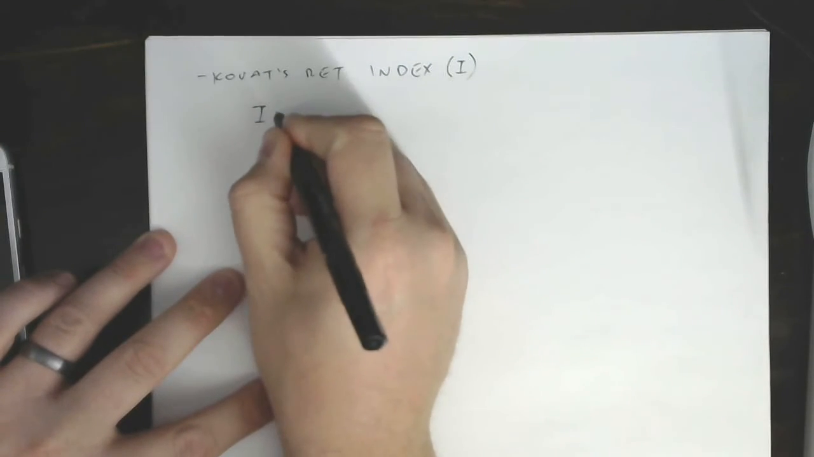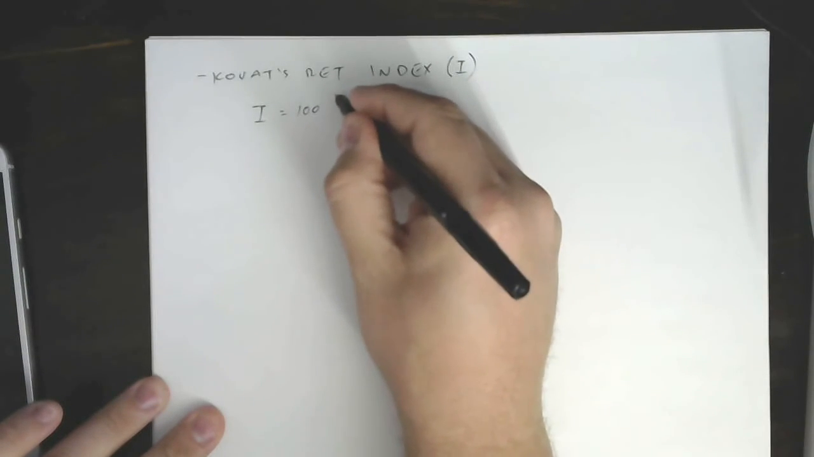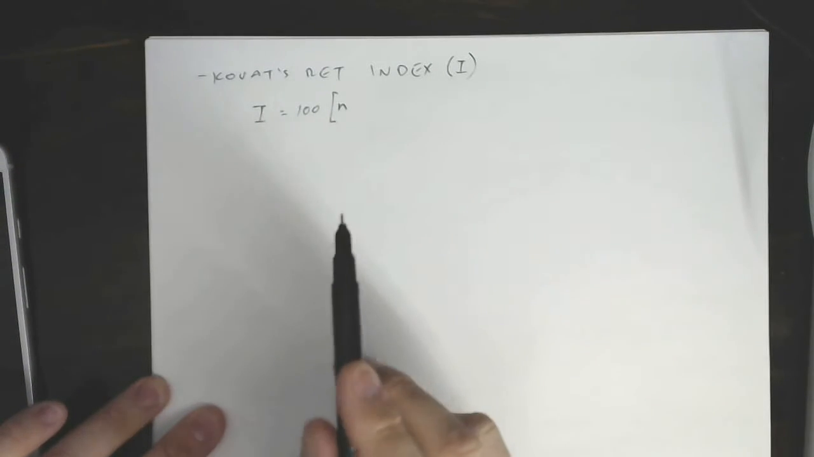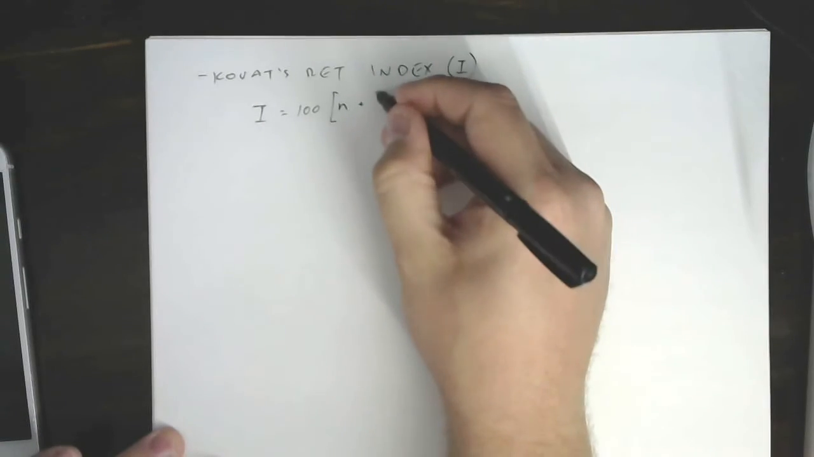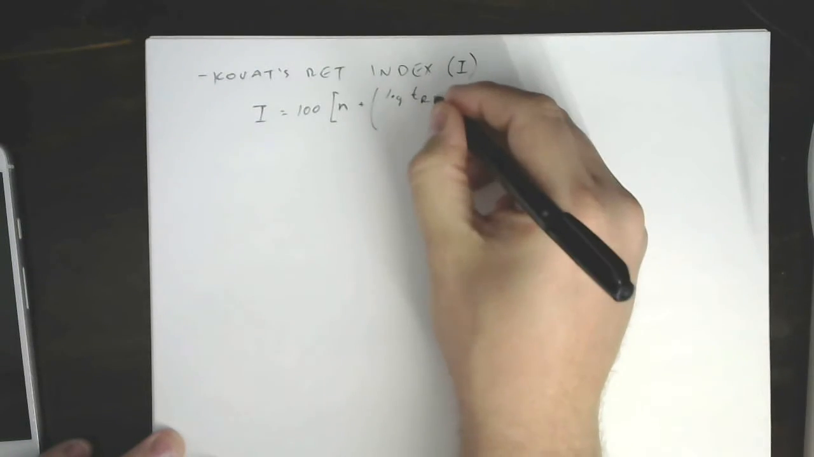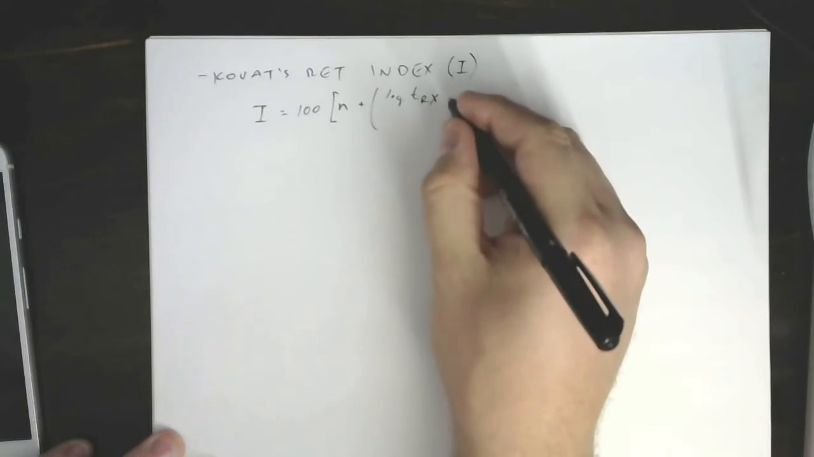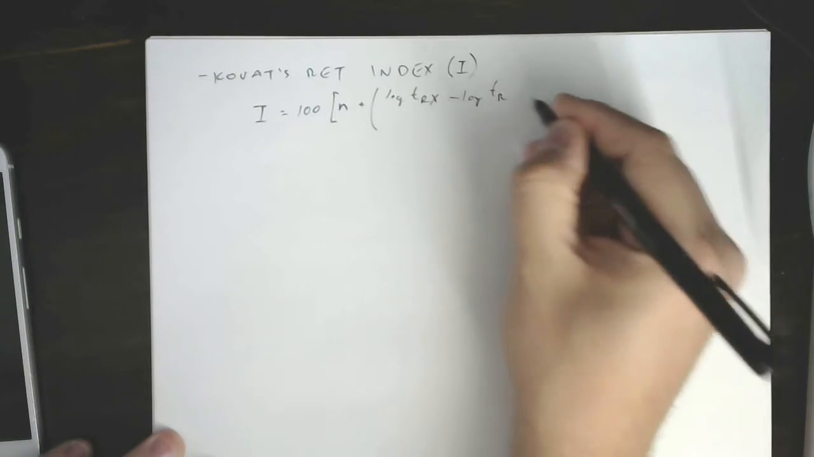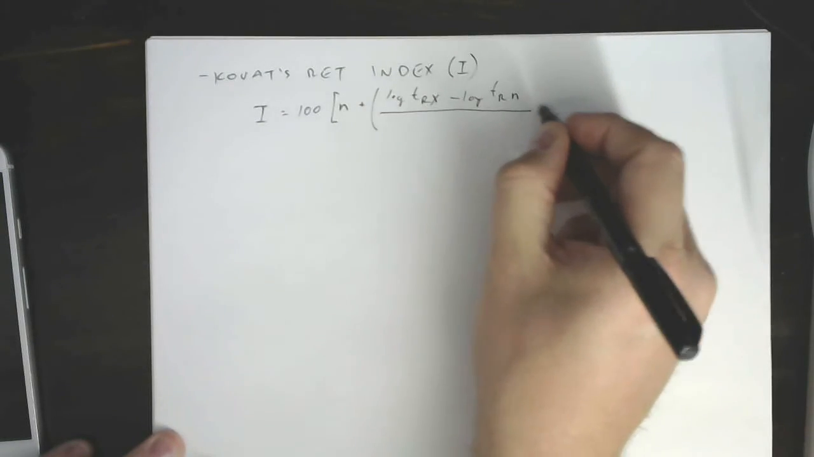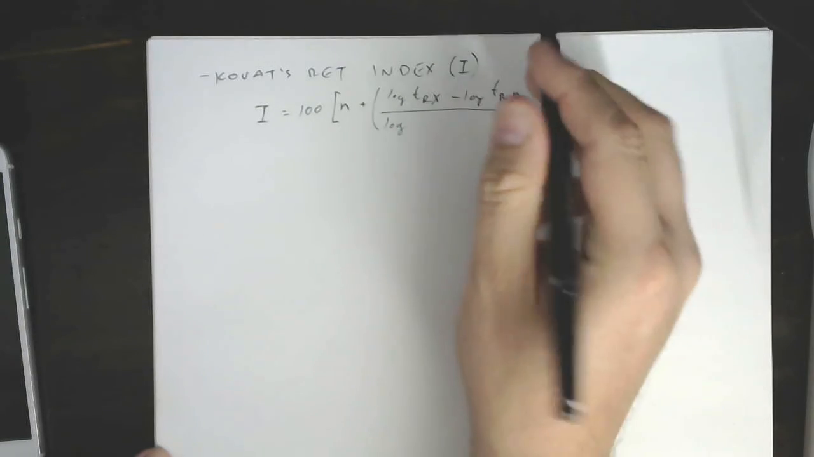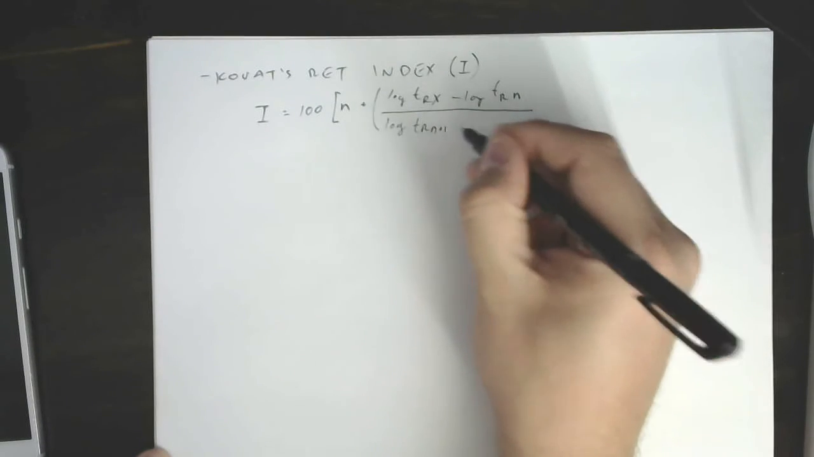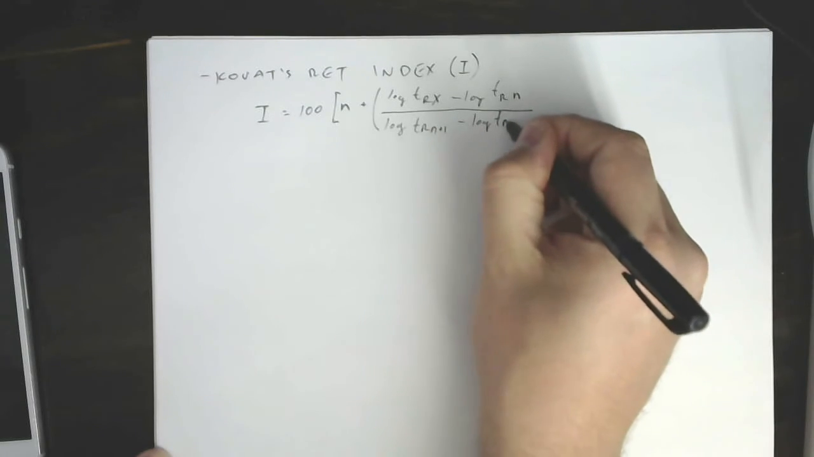We're going to say capital I is equal to 100 times n in our previous example. If you rewind the video and go back and look, the value of that n is 10, plus this quantity, which is the log of the retention time of our analyte of interest x minus the log of the retention time of our leading peak n. That whole thing divided by the log of the retention time of our trailing peak n plus 1 minus the log of the retention time of our leading peak n.